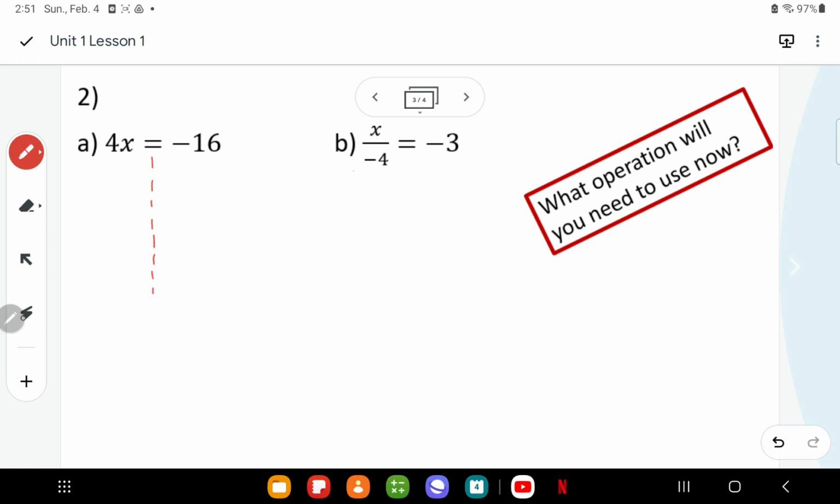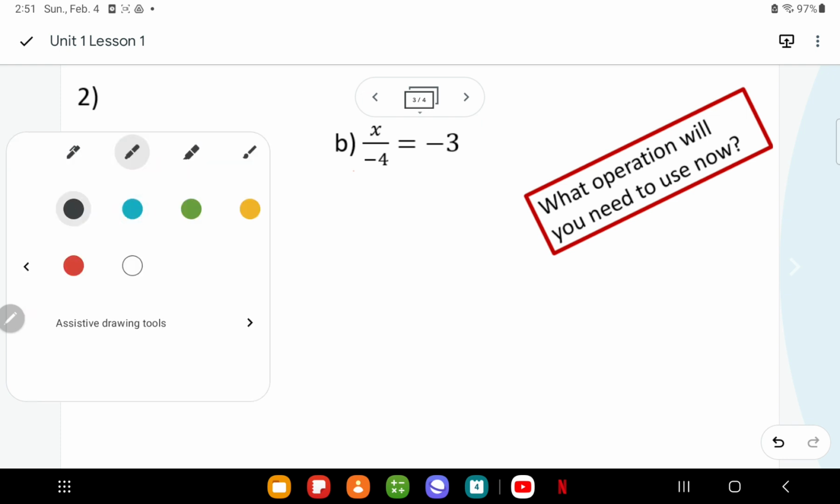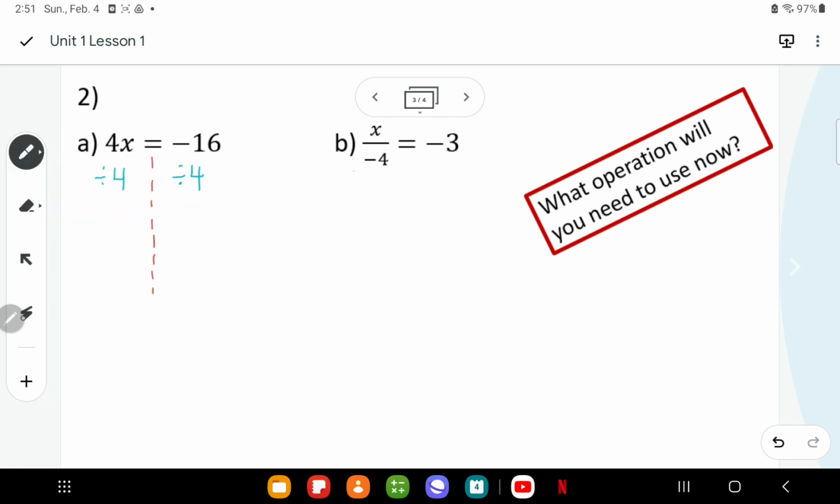So I'm going to put my line down the middle, and what's the opposite of multiplying something by 4? So this means 4 times x. We know the opposite of multiply is divide, so I'm going to write divide by 4 on both sides. You can show division with a division sign or with a fraction. Either one is fine, whatever you're more comfortable with.